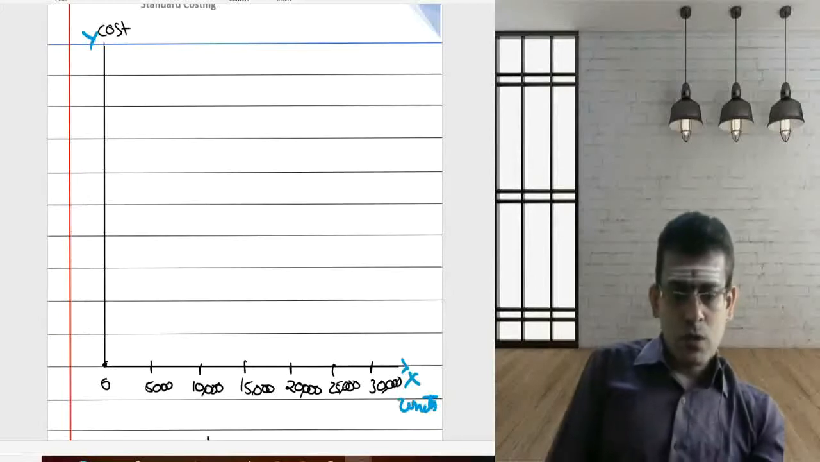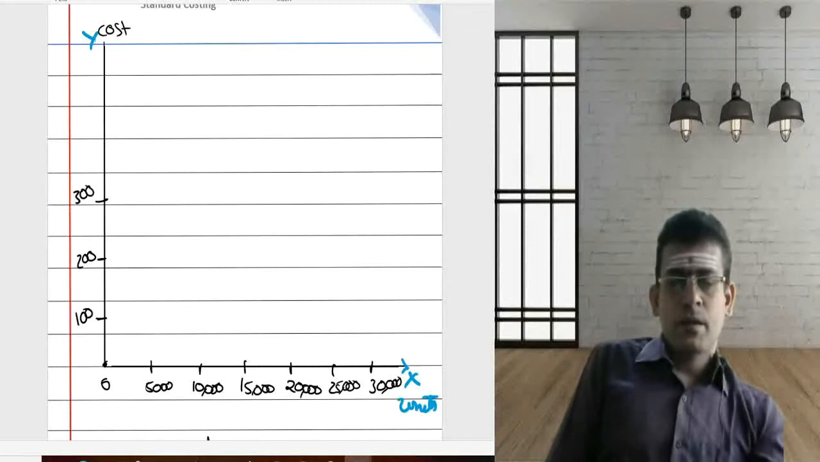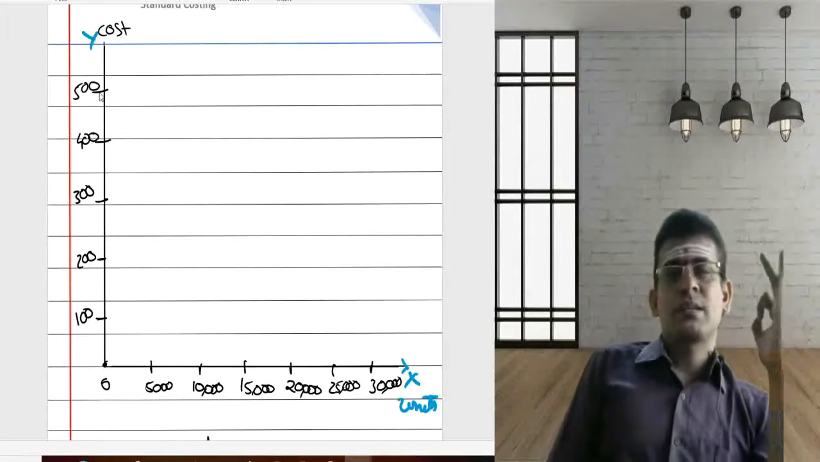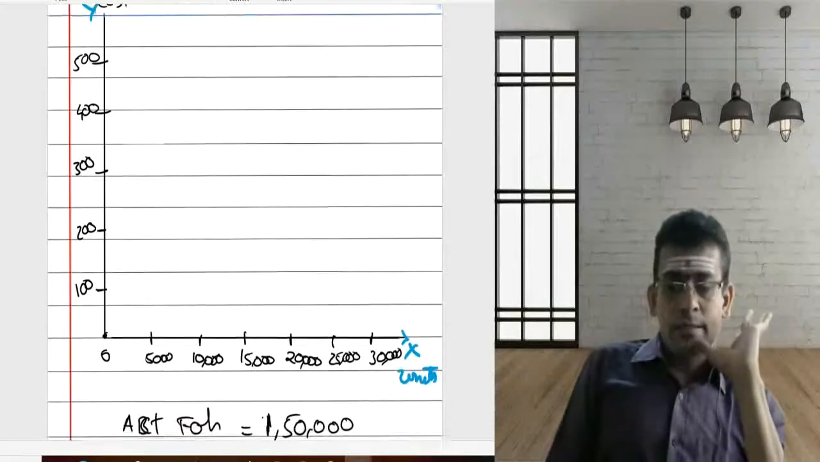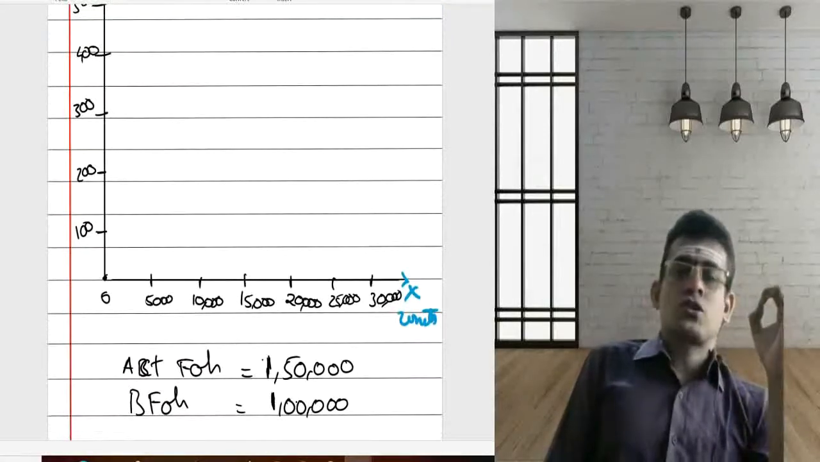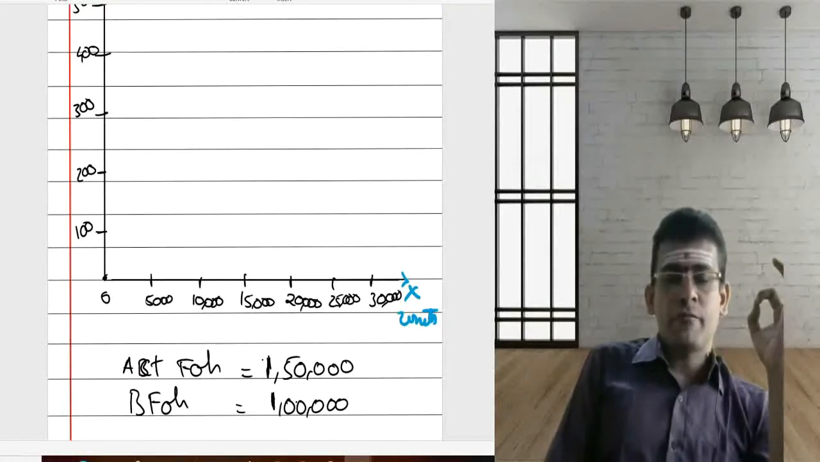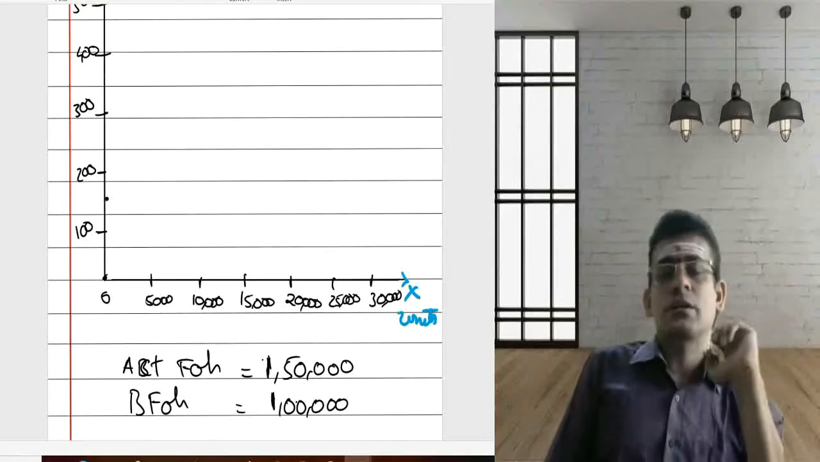So now let us consider this as 1 lakh, this as 2 lakhs, this to be 3, this to be 4, and this to be 5. So those are the values we are considering. Now, what is the meaning here? Actual cost is 1,50,000, so I need to place a dot here.